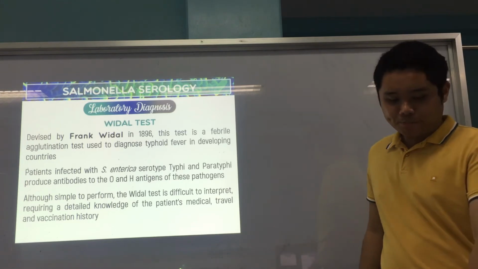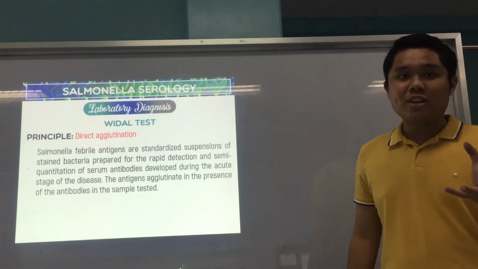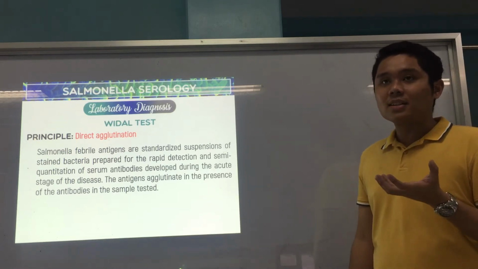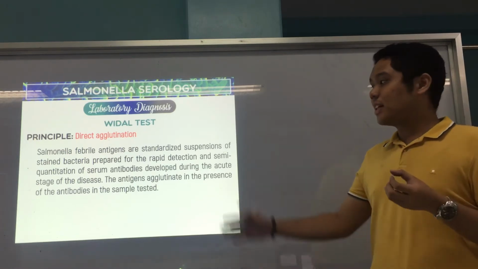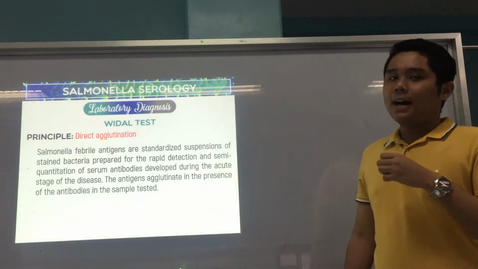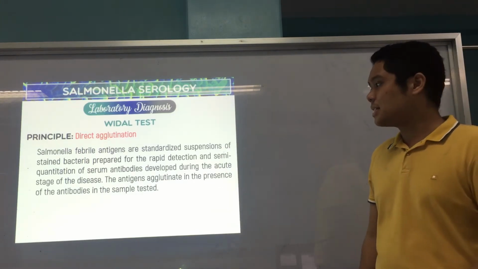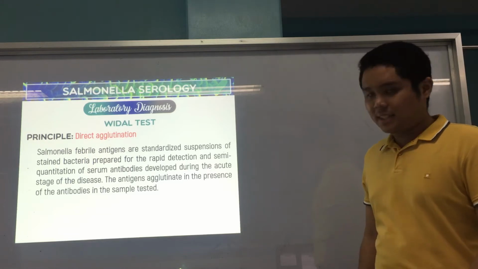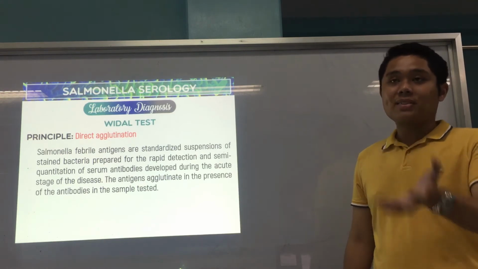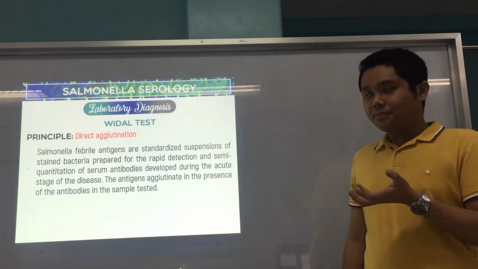For the Widal test, the principle is direct agglutination. I like to think of febrile antigens as coming from your Salmonella. These are antigens that came from Salmonella, standardized and made into a suspension, prepared for the rapid detection and semi-quantitation of serum antibodies developed during the acute stage of the disease. Antigens agglutinate in the presence of the antibodies in the sample tested. That's why it's direct agglutination, because the antigens are naturally found on your bacteria.